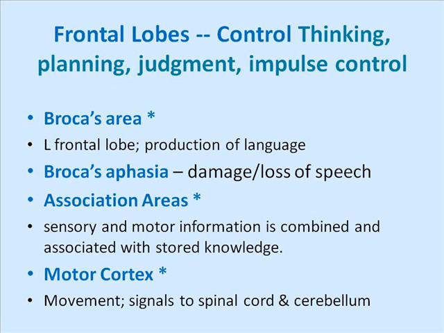The association areas are responsible for sensory and motor information being combined. They're also associated with stored knowledge or memories. The motor cortex is responsible for movement, and it sends signals to the spinal cord and the cerebellum so that those movements can be coordinated throughout the body.